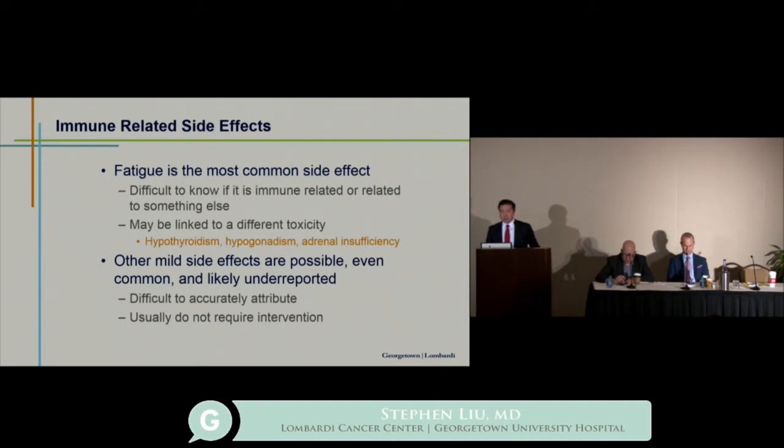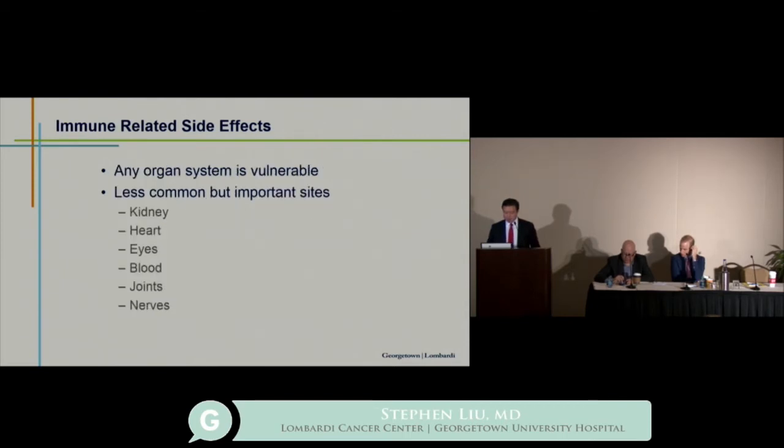Usually these don't require any intervention, and as patients remain on therapy for years, these occasional symptoms that come and go may just be part of normal life, part of normal aging. Although they may be related to the immune system, it doesn't necessarily mean we need to do anything different in management of the patient. But any organ is vulnerable.